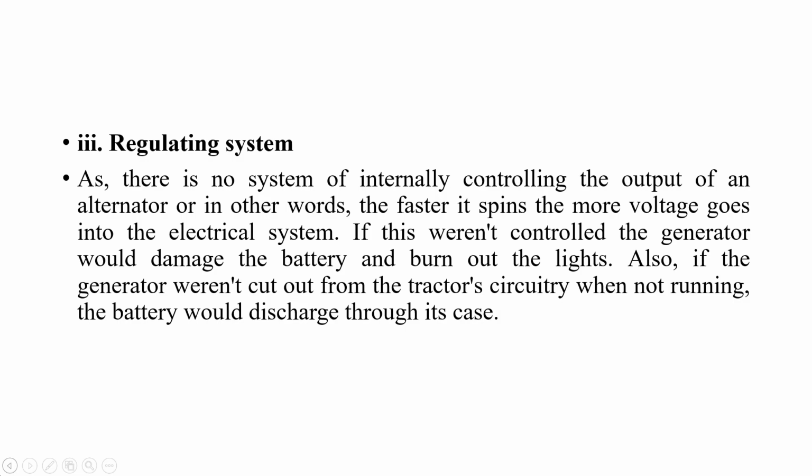No system will function without a regulating or controlling system. If there is no system internally controlling the output of the alternator, the faster it spins, the more voltage will be generated. But after a certain limit, the generator may get damaged, isn't it? Likewise, when high voltage comes on the lines, all the electrical appliances get damaged. So we have to have a regulating system to check the voltage of this generator.